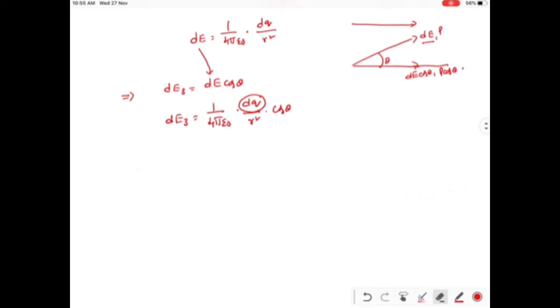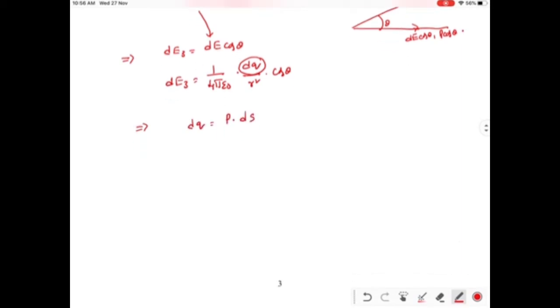According to the definition of polarization, dq is equal to polarization into area of that surface. Already we know that by resolving the polarization, we get the P value as P cos theta. So, dq is equal to P cos theta into ds.